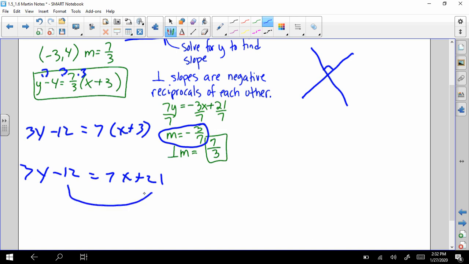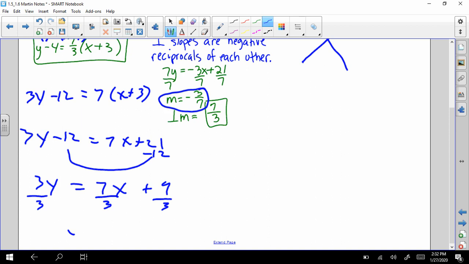I'll move the 12. I'll divide by the 3. When I add 12 to the 21, I believe I got like 9. 9 and 12 is 21, right? I'll divide by 3. And we get y equals 7/3 x plus 3.